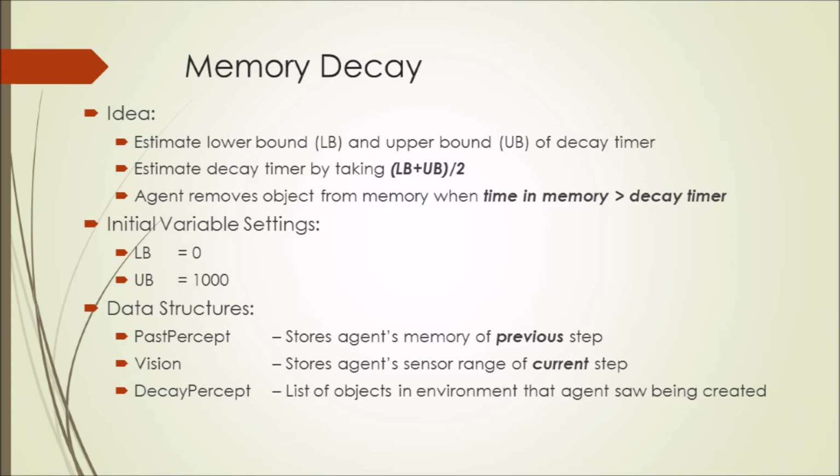There are three different types of data structures present in the memory decay and each of them serves a different purpose. Past per step stores the agent's previous step into the memory. Vision stores the agent's current step with regards to the sensor range. Decay per step is the list of objects in the environment that the agent sensed prior to their creation.